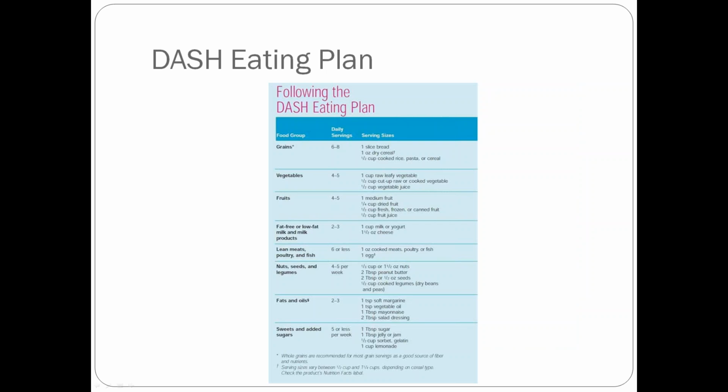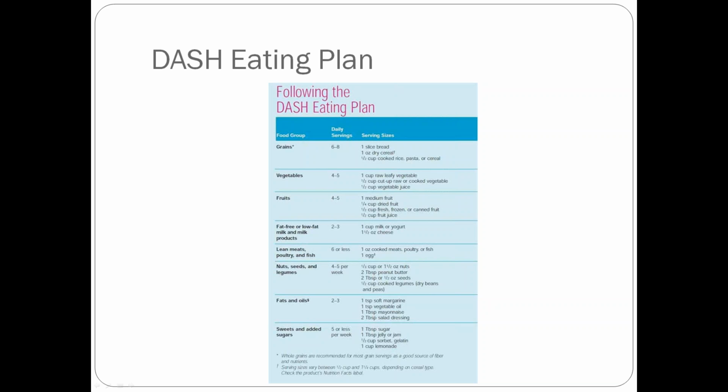The DASH eating plan, or the Dietary Approaches to Stop Hypertension diet, is a flexible and balanced eating plan that helps create a heart-healthy eating style for people, with a focus on fruit, veggies, low-fat dairy, and whole grains. People who follow the DASH diet may reduce their systolic blood pressure by 8 to 14 millimeters of mercury.